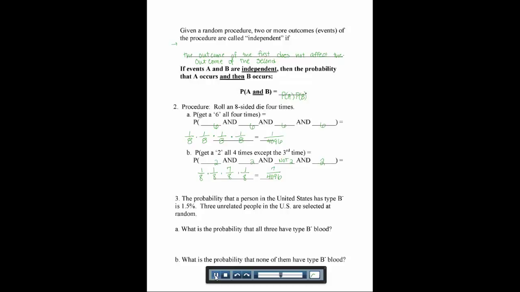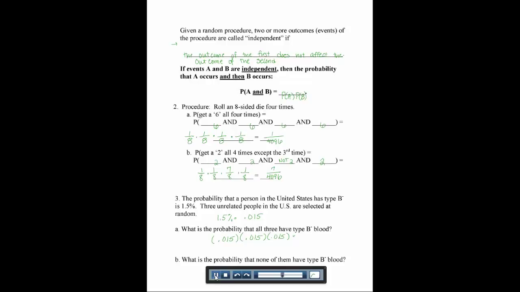Now 1.5% as a decimal is 0.015. So we're going to multiply these together because they're independent since they're not related. If they were related, we'd have to find out some more information. So the probability that the first person has B negative is 0.015 times the probability of the second person times the probability of the third person. So this is the same as 0.015 cubed.